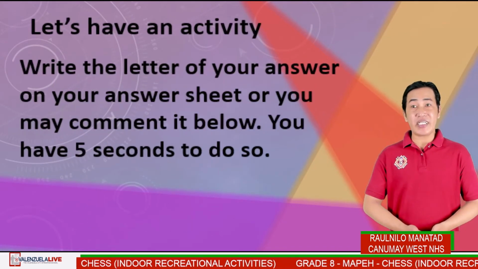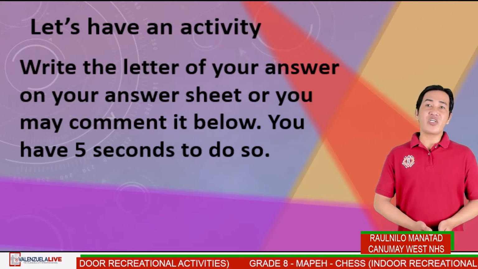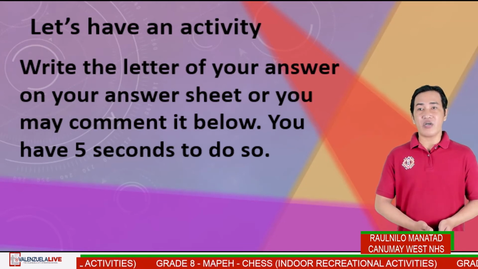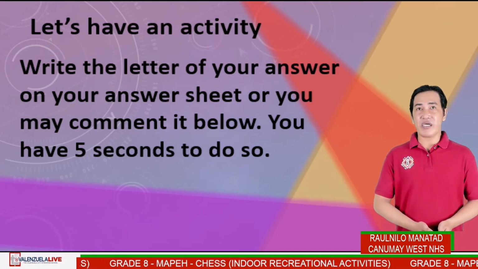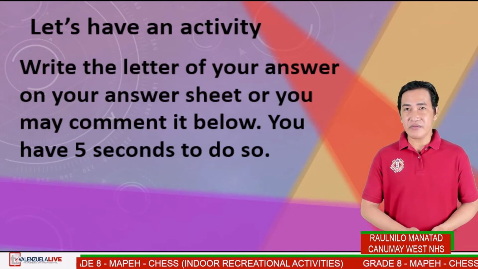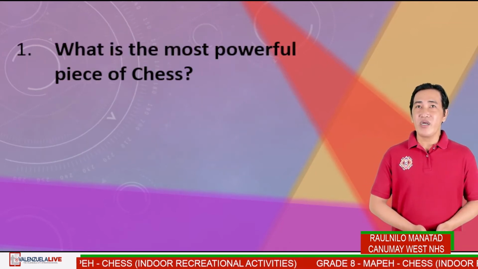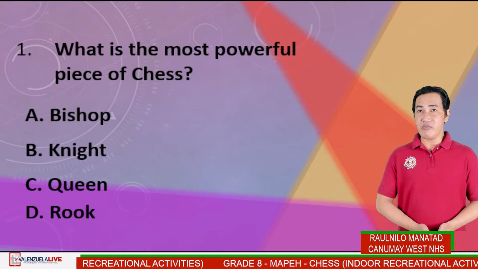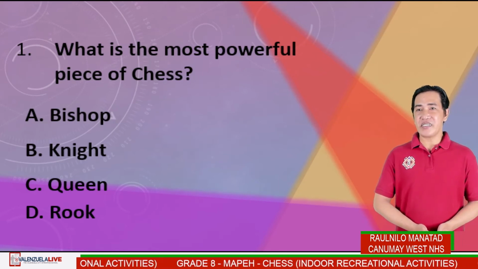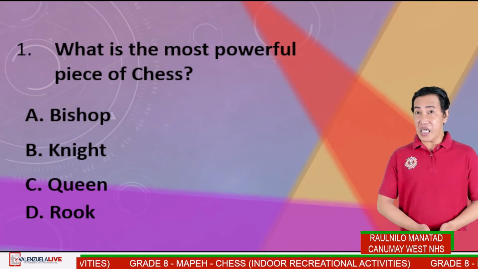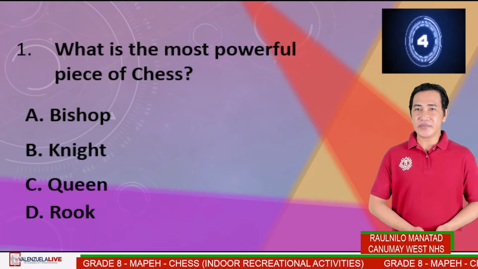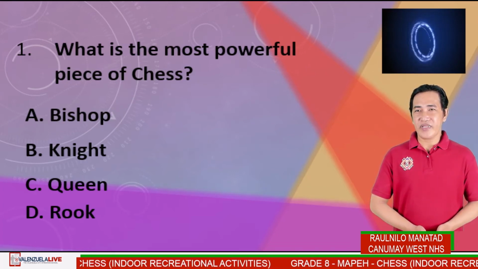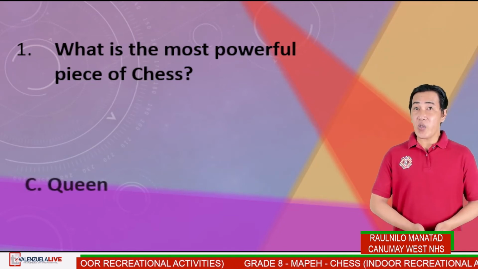Let's have an activity. Write the letter of your answer on your answer sheet, or you may comment your answer in the comment box. You have 5 seconds to do so. Ready? Here it goes. What is the most powerful piece in chess? A. Bishop. B. Knight. C. Queen. D. Rook. That's great. C. Queen is correct.